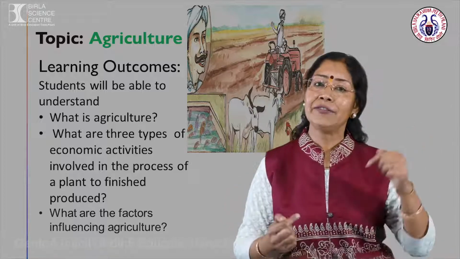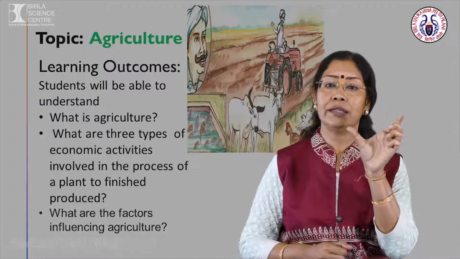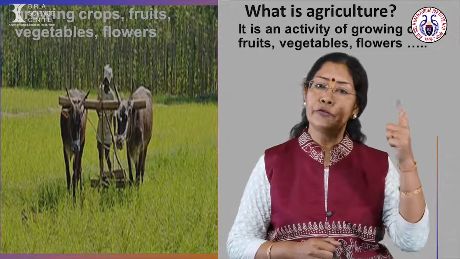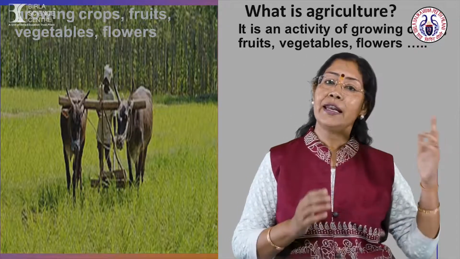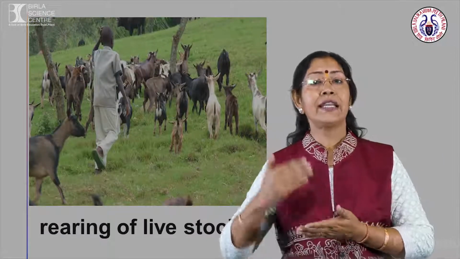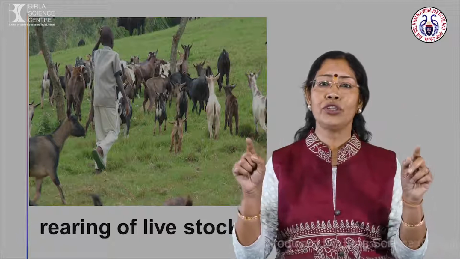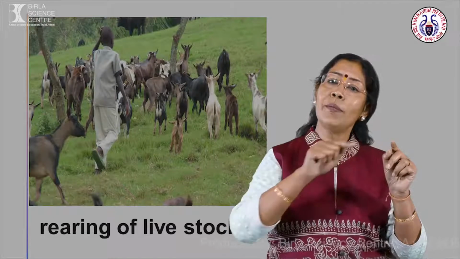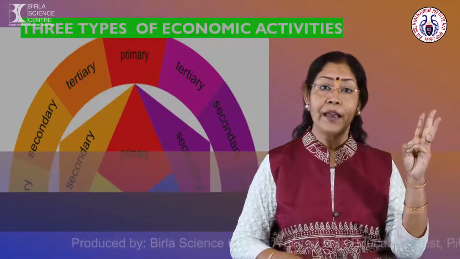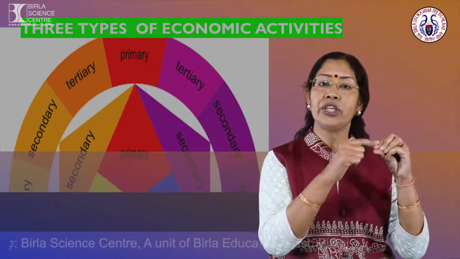But before we dive into it, we should know what is called agriculture. Agriculture is an activity of growing crops, fruits, vegetables, flowers, as well as rearing livestock, rearing animals, which is animal husbandry. The transformation from the plant to a finished product involves three types of activities: primary activities, secondary activities, and tertiary activities.